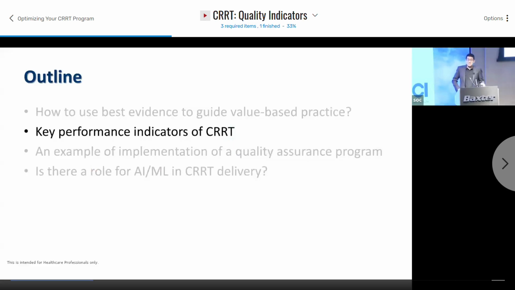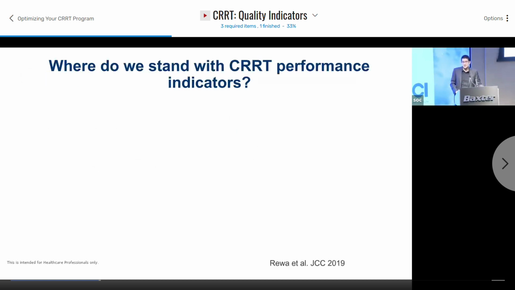Now, with this as an introduction that we already have solid evidence in some parameters of CRRT, like those that we can track and see how we are doing, how adherent we are to the recommendations by guidelines, and also what's the gap between what we prescribe and we deliver. So we enter in the stage of what are key performance indicators of CRRT that we can start to validate, harmonize, and then standardize a little bit practice around them.